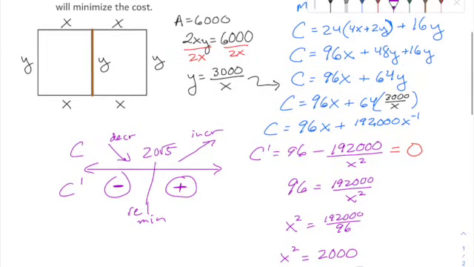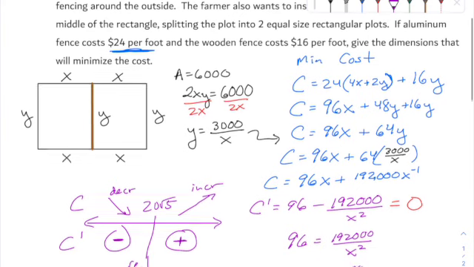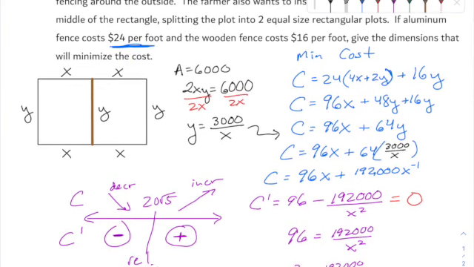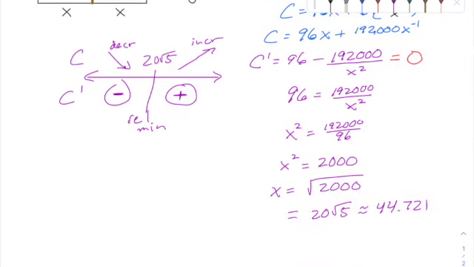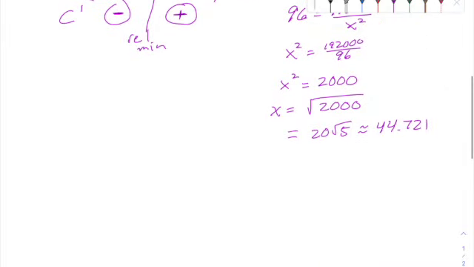And now let's just answer the question being asked. Did it ask us for the minimum cost, or no, this time they asked for what are the dimensions that will minimize the cost. Now we have said that cost will be minimized when x is this, but now we have to find the other dimension of y. And y is 3,000 divided by x. So let's just go back in. You stay organized with your work. X is 20 root 5. So y will be 3,000 divided by that x value of 20 root 5.